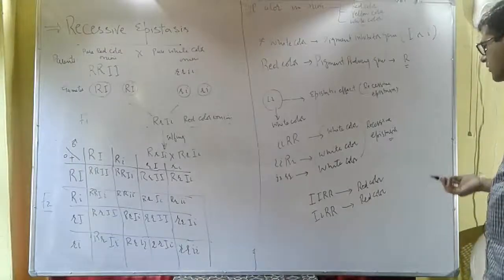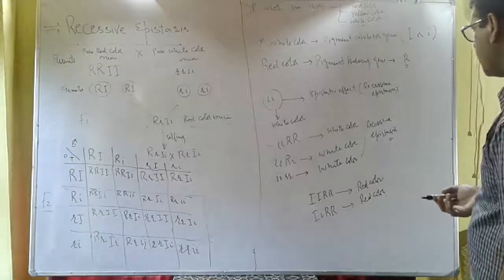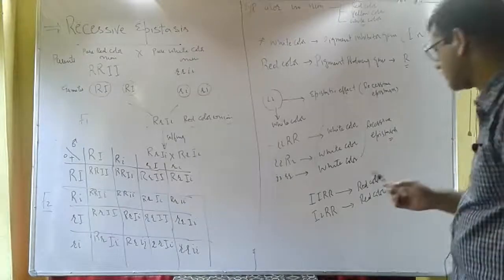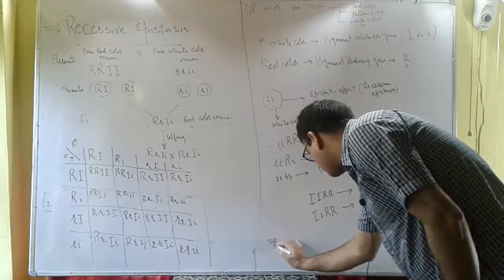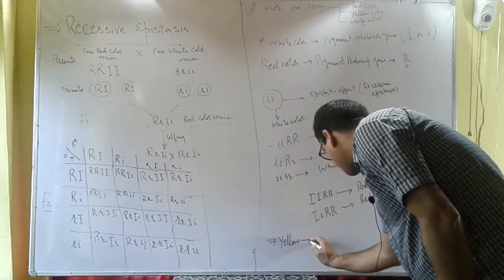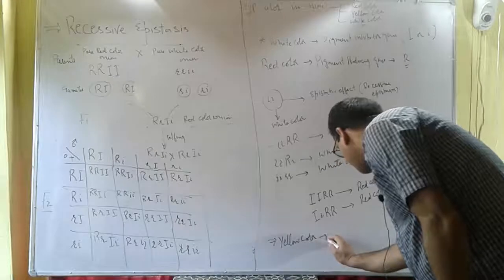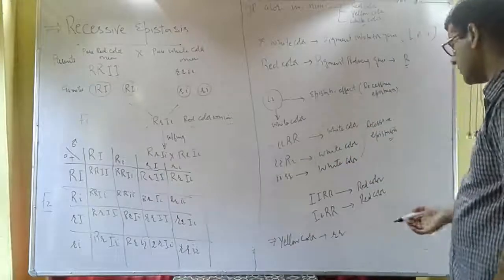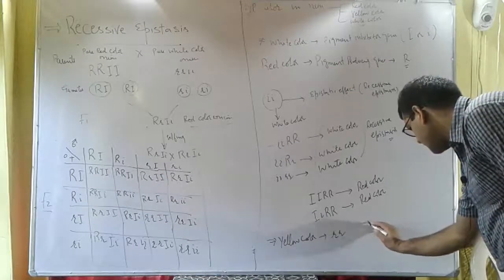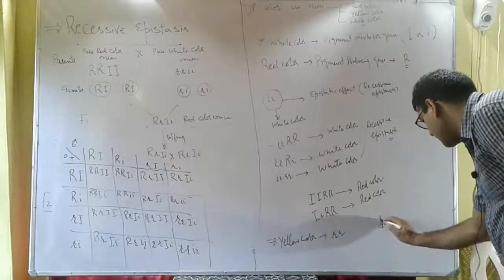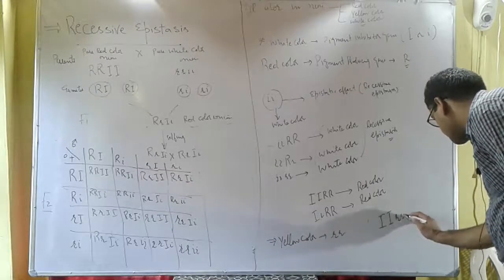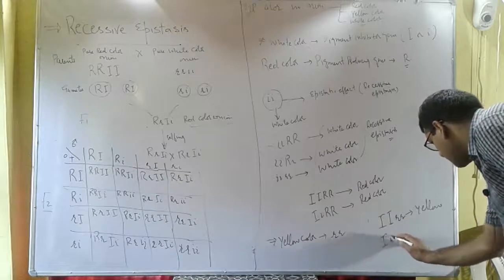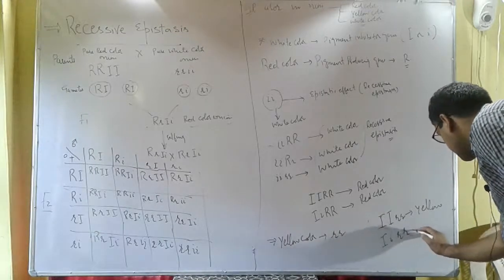Then how is this yellow color formed? It is formed by the recessive condition of the pigment producing gene. So this yellow color is by the recessive condition of the pigment producing gene. That means if there would be capital I, smaller r, this is yellow.